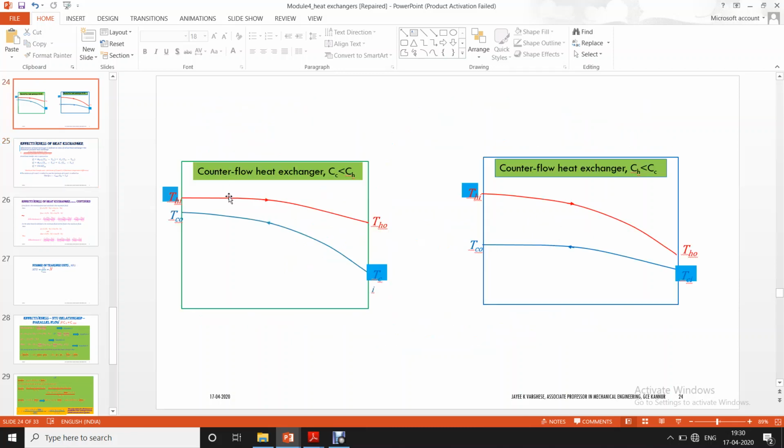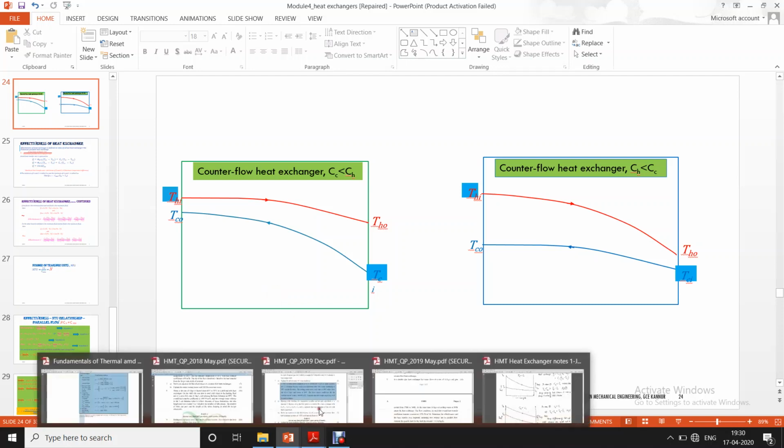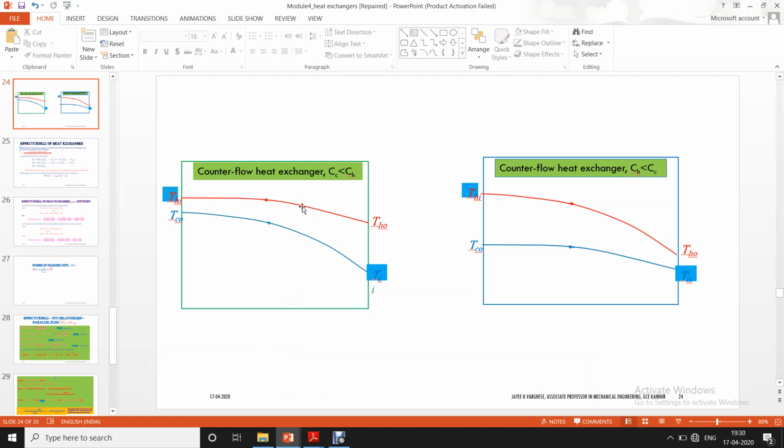So let me first discuss the temperature variation of hot and cold fluids, especially in the case of a counterflow heat exchanger. So let's see that. Here in this schematic diagram there are two figures. Both are counterflow heat exchangers, showing the temperature variation of hot fluid and cold fluid. So let's see the difference between these two.